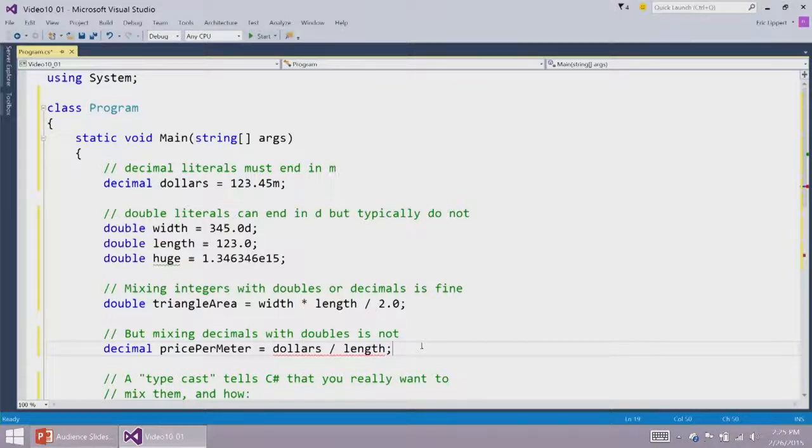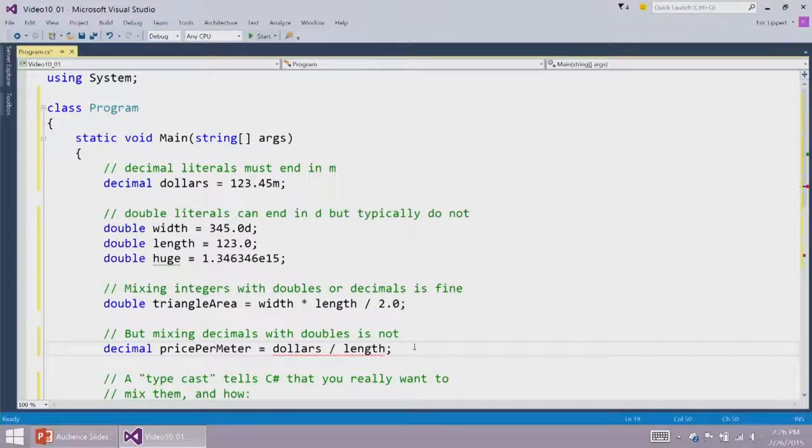So also, it's not clear from this what the type of dollars divided by length should be. Clearly, whoever wrote the code intends it to be decimal. But like I said in the very early video, part of the design process of C# was to figure out what mistakes people are likely to make, and then make those things illegal. Make the compiler call out, you are doing something dangerous and weird here. So since it's not clear whether the type coming out the other end would be decimal or double, it's simply made illegal.